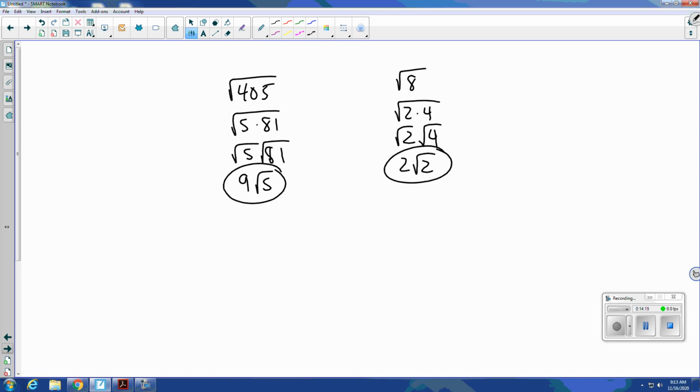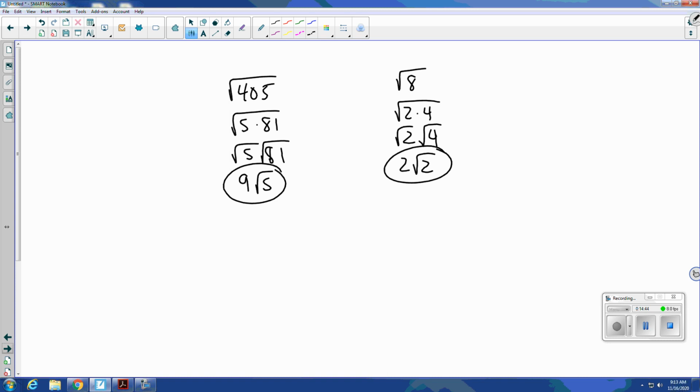Now, how do we identify the largest perfect square that goes in? Well, think of your perfect squares. You can use a calculator. You can just do 405 divided by 4, 405 divided by 16, 405 divided by 36. And you can keep trying until you find the largest one, and then you reach 81. When you do 405 divided by 81, you get 5. So therefore, I can write 405 as 5 times 81.